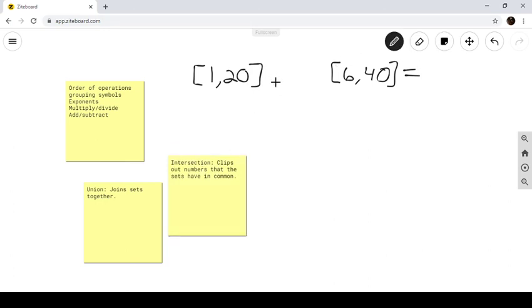So its symbol is like an upside down union. Upside down U. And again, it just clips the numbers that are in common. So what do these have in common? Let's see. Well, it keeps going until it gets to 6. 6 is the first number that they have in common. So that's our start point. And then it goes to 20. After that, they don't have anything else in common. So there's our new set.